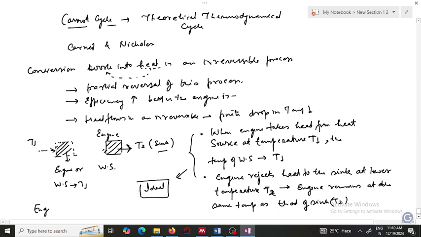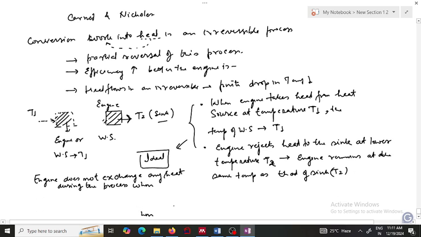So what is an ideal process? An ideal process is one where the engine does not exchange any heat during the process when its temperature is changing. If it is not exchanging any heat, it implies that delta Q is 0.